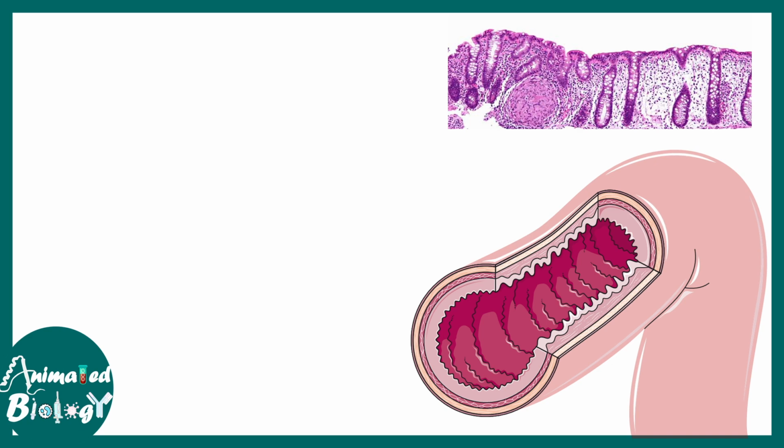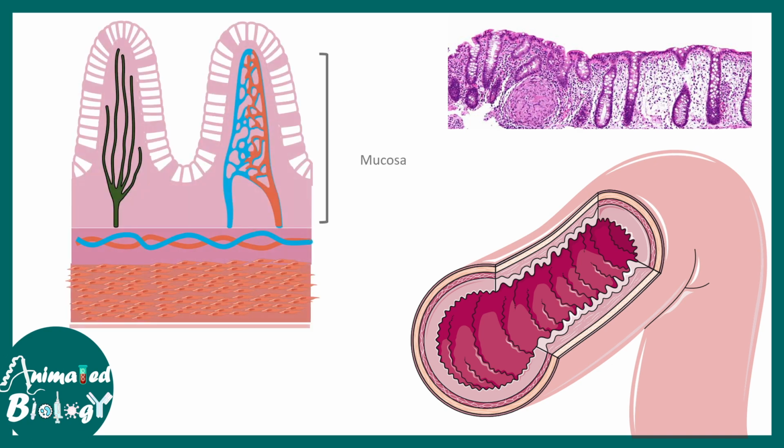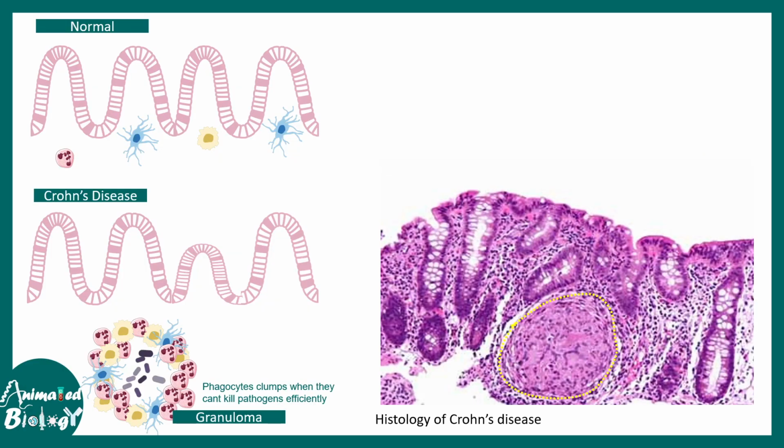So let's talk about some histological features. If we cut a cross section of the intestine, we can see the tissues like this: mucosa, submucosa and muscularis. Now in Crohn's disease, where inflammation has increased, one can see an increased amount of immune cells clumped together and forming a granuloma. Here you can see in the histological image there is a granuloma formation, and this is basically many dead immune cells together with the pathogenic bacterium.